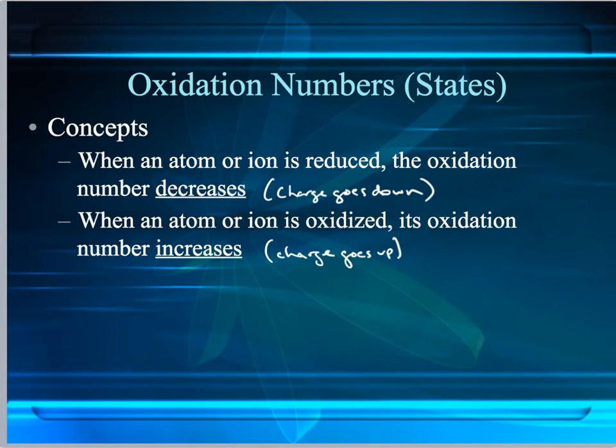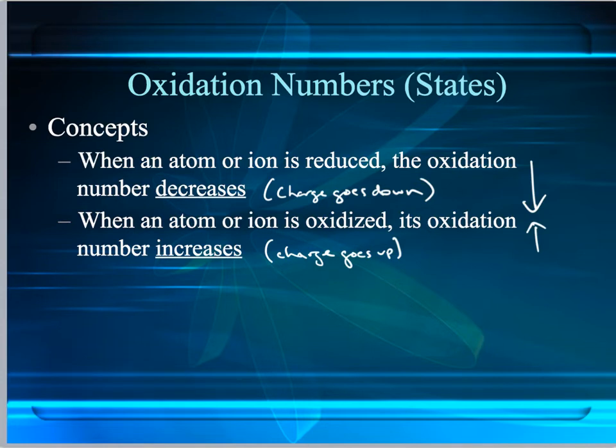Okay, concepts. When an atom or ion is reduced, the oxidation number decreases. Okay, when it is reduced, the oxidation number goes down. And when you're oxidized, the oxidation number goes up. The charge goes up. All right, this hopefully kind of makes sense here, right? Reduction results in an oxidation number lower than what you started with, and oxidation results in an oxidation number larger than what you started with.